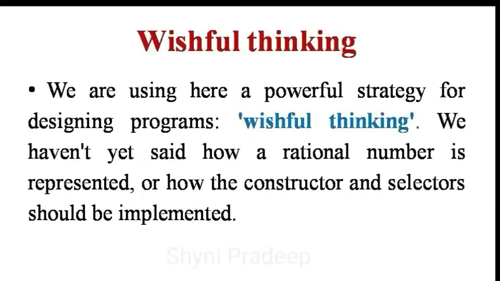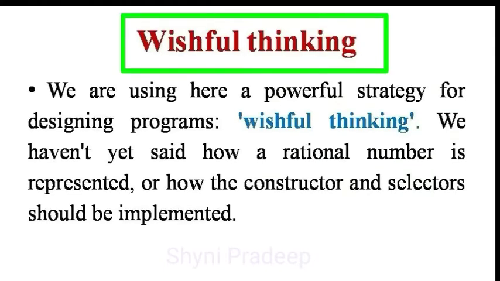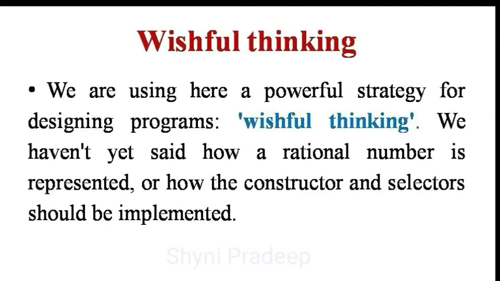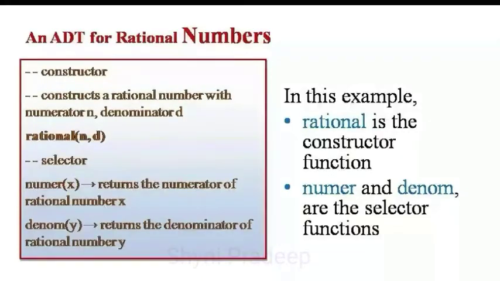Okay. We are using one powerful strategy for designing programs. What is that? That is wishful thinking. What do you mean by wishful thinking? Wishful thinking is nothing but decision making based on self-delusion, which means making decisions according to our imagination instead of appealing to reality. Because here we have not said how a rational number is represented and how the constructors and selectors should be implemented. Okay, so let us write the pseudocode for representation of rational numbers.